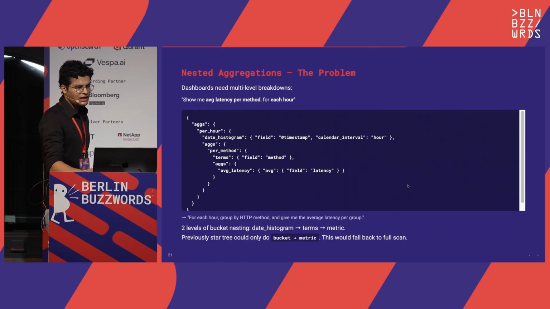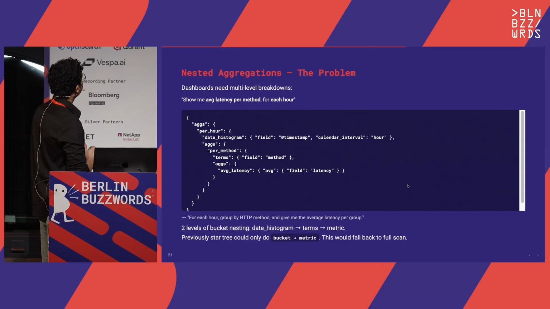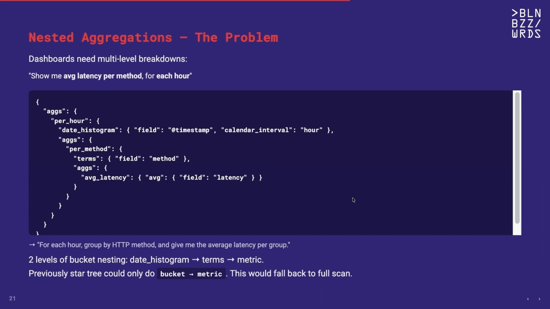Okay, so this is the last query which I want to talk about. This is the nested aggregations query. Real dashboards are not just one simple filter, right? They have multi-level fields and multi-level breakdowns. So let's say we want to find out the average latency per method for each hour. Here the first aggregation is a date histogram. Under that we have a terms aggregation. Under that we have a metric aggregation on latency.